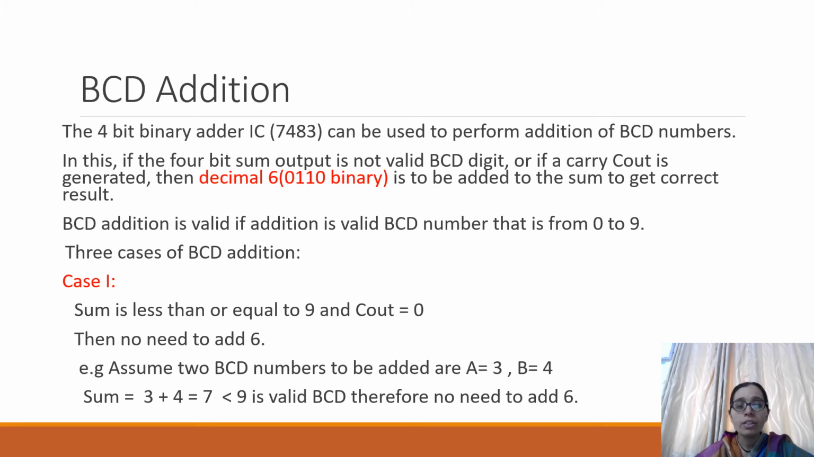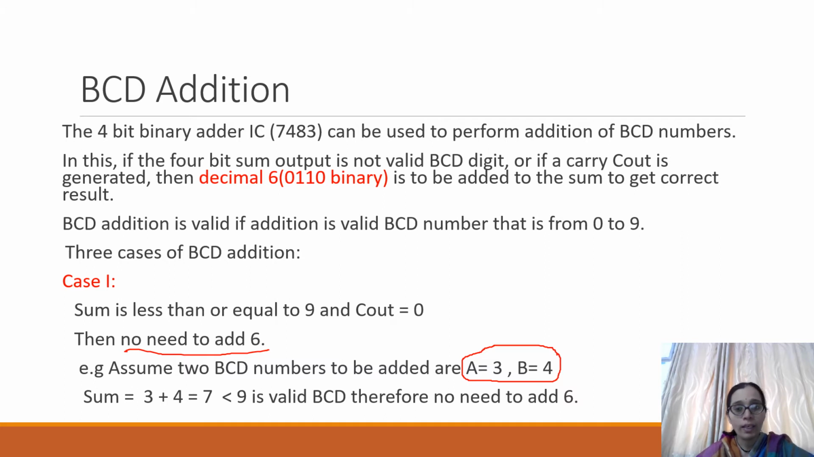Now we will see which are the different cases of BCD addition. That is, whenever valid BCD addition is there, then what is to be done, and if invalid BCD addition is there, then what is to be done. So case 1 is sum is less than or equal to 9. That is our normal operation, with Cout equal to 0. Then no need to add 6. For example, let us consider A is equal to 3 and B is equal to 4. Whenever this addition is done, the sum will be 7, which is less than 9, which is valid BCD.